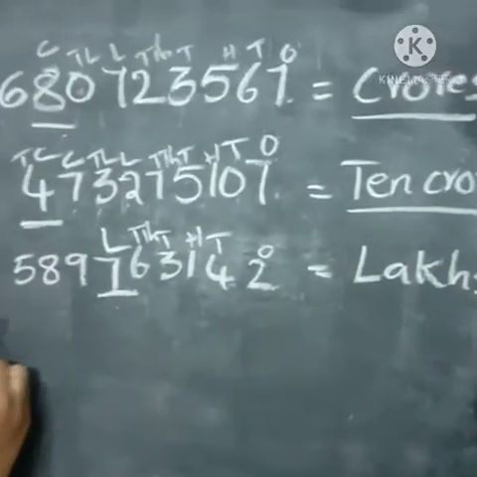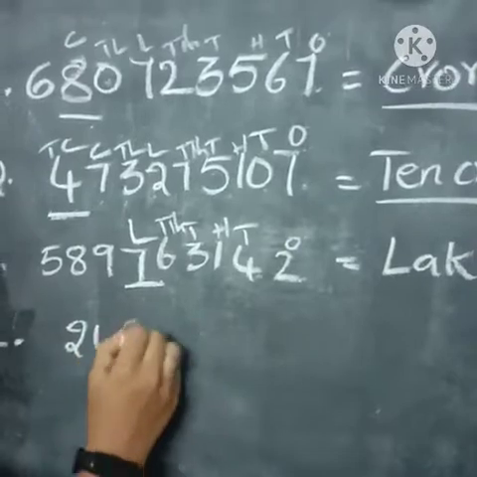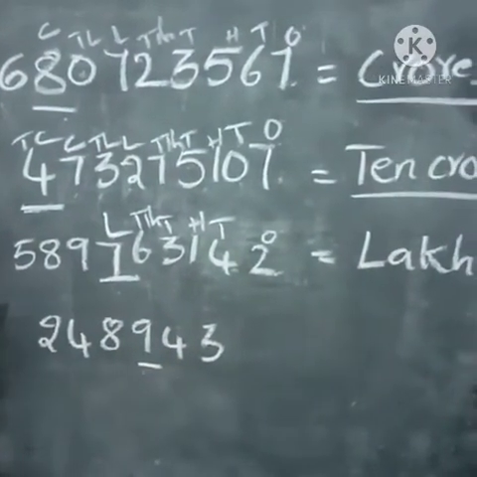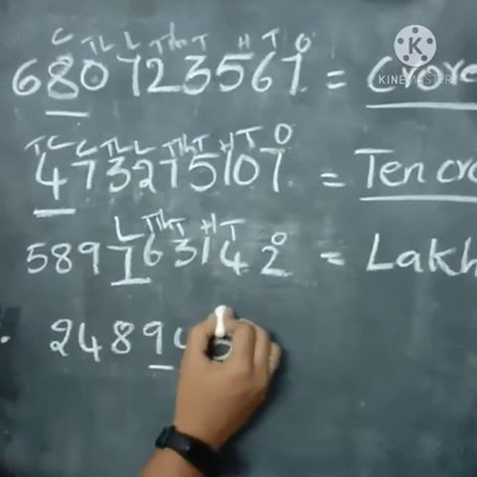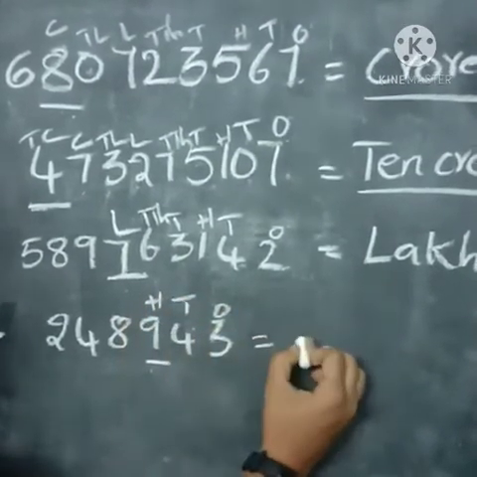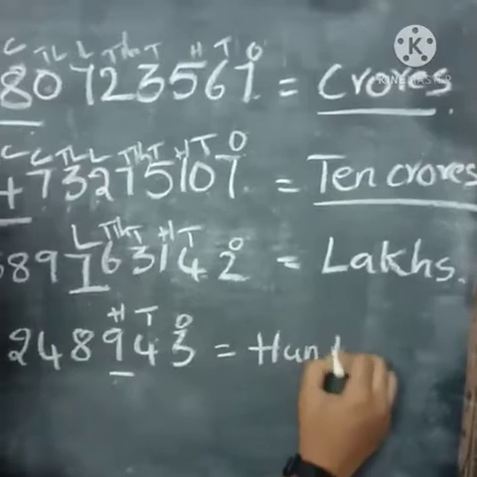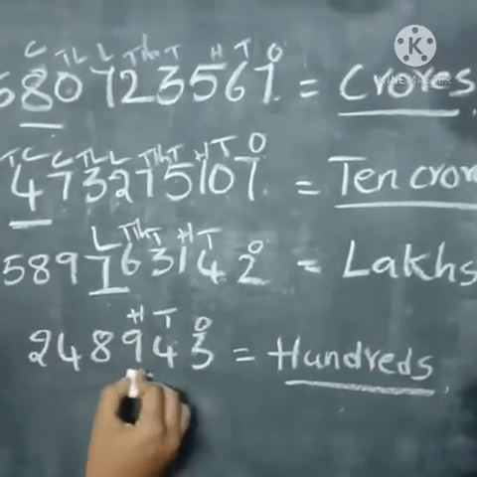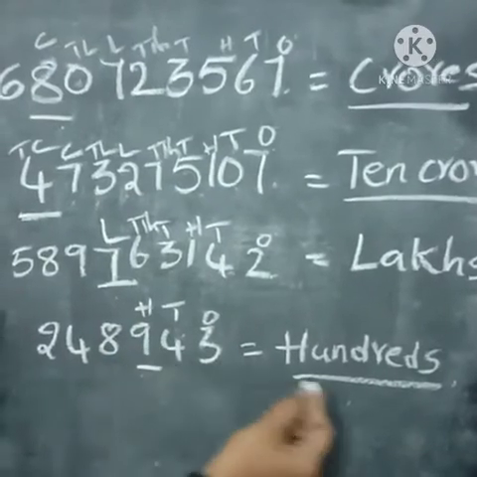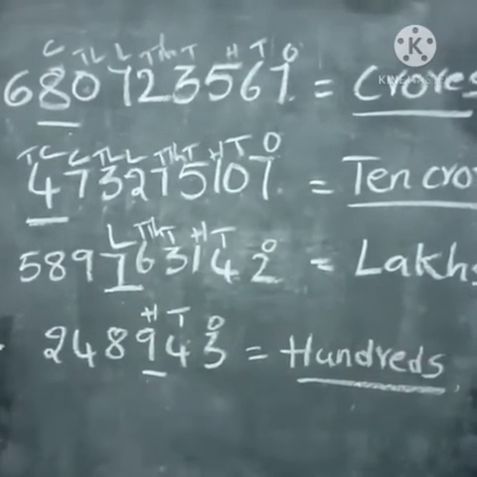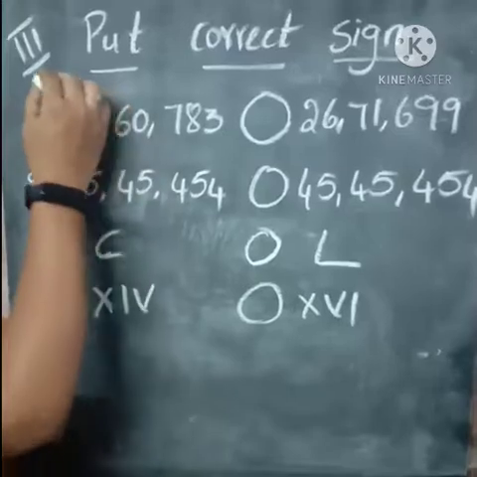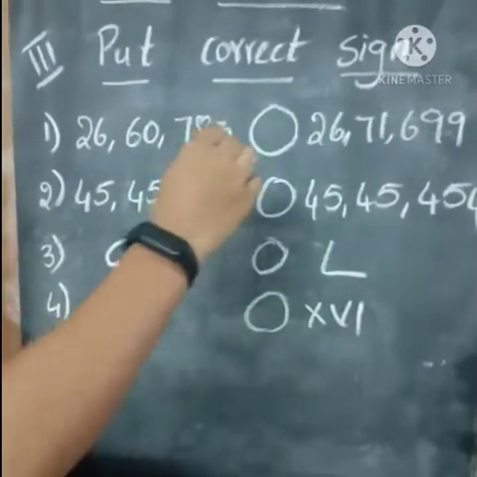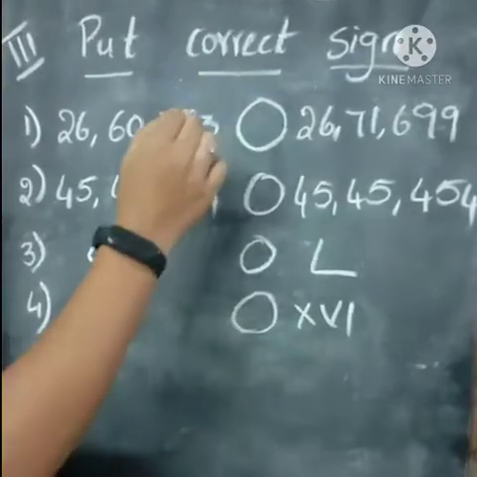Okay children, now tell this number. 9 is in which place? Ones, tens, hundreds. So here we have to write hundreds. Okay children, where the underline is, we have to write that place value in the bracket. Okay, see children, third Roman is put correct sign. We have to keep the correct sign, greater, lesser or equal.